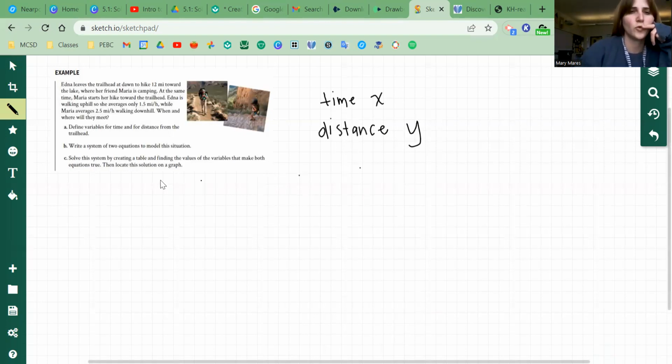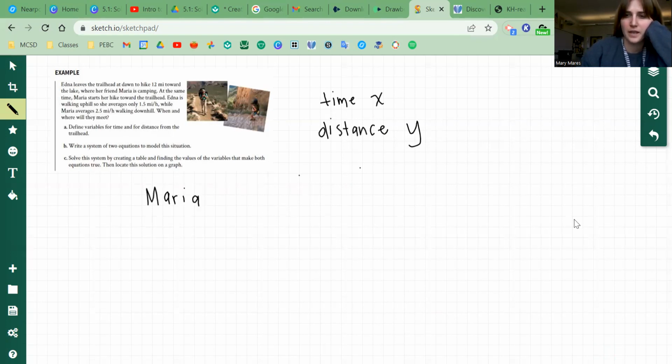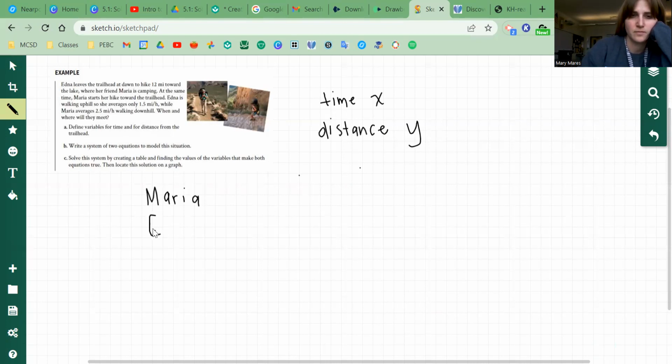Okay. So we're going to write a system of two equations. We need to write two different equations, one for Maria and the other one for Edna. So Maria is starting her hike toward the trailhead, and she is walking 2.5 miles per hour downhill. So we can think about her distance. Her Y, the Y again is the distance. So her distance starts out at 12. She's 12 miles from the trailhead.